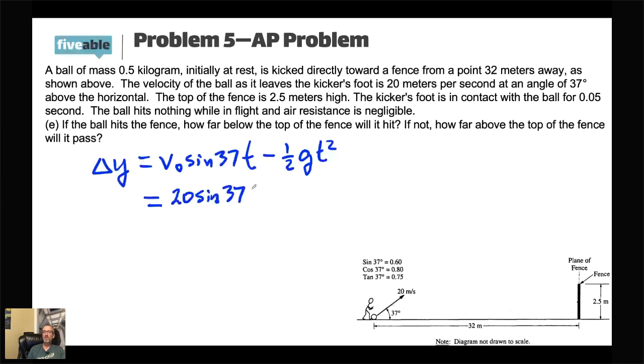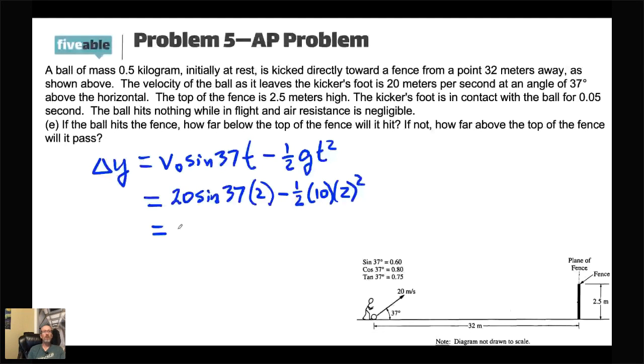and we'll have to multiply that times the time. Remember we said that it would take 2 seconds to get to the fence, so we're going to put in that 2 seconds. Then we're going to subtract from that 1/2 of gravity, which is 10 meters per second squared, times our time again, which is 2 squared. So let's figure out what position it is going to be at. That's going to be our delta y.